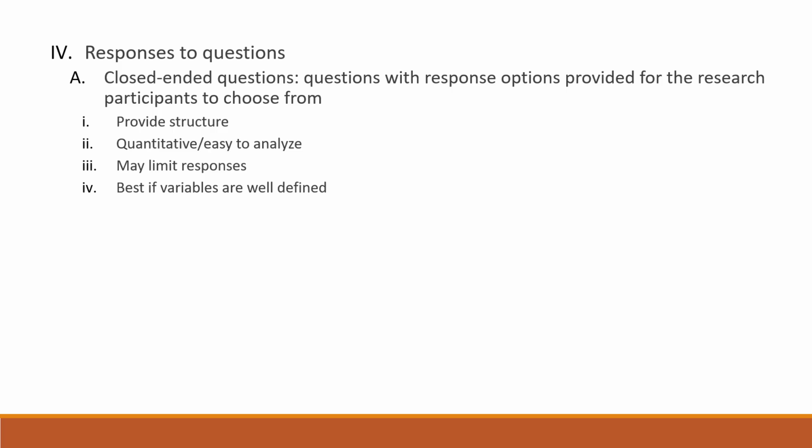This is helpful for providing structure and making sure you're capturing the information you want. If you are interested in physical activity, you can have options for strength training, aerobics, yoga, none, and so on. They tend to be more quantitative in nature, where you can assign values to the responses and are easy to analyze. However, it might limit your responses. Maybe someone does another form of activity that you don't have an option for. And it's important to make sure your variables are well defined and participants know which behaviors fall into which category.